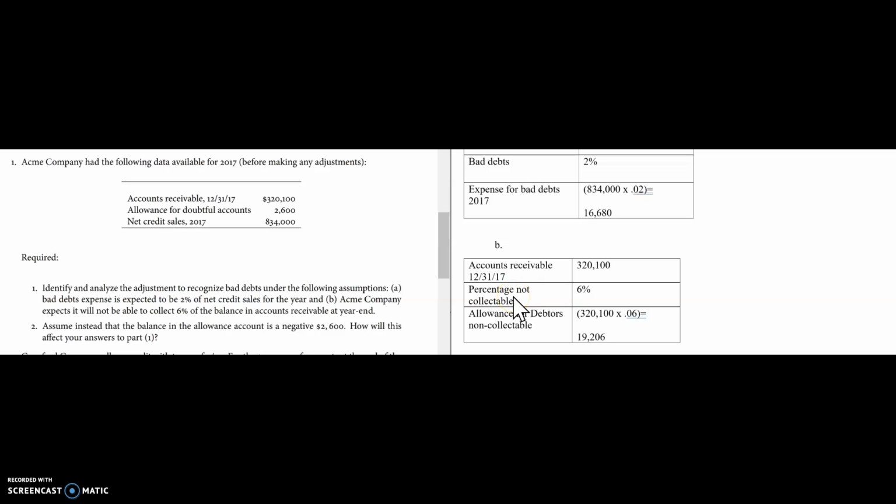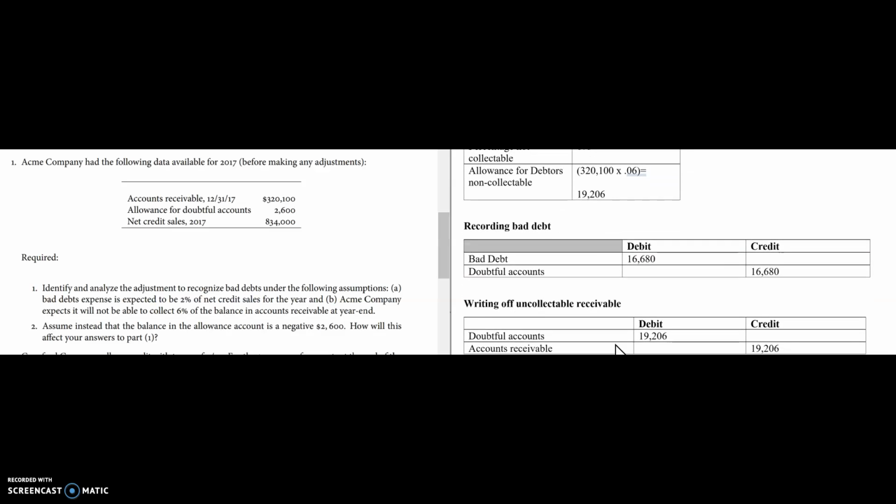We then have the percentage not collectible, 6%. And again, we just multiply the dollar figure by the percentage, which will give us the allowance for debtors non-collectible, which brings us to a total of $19,206.